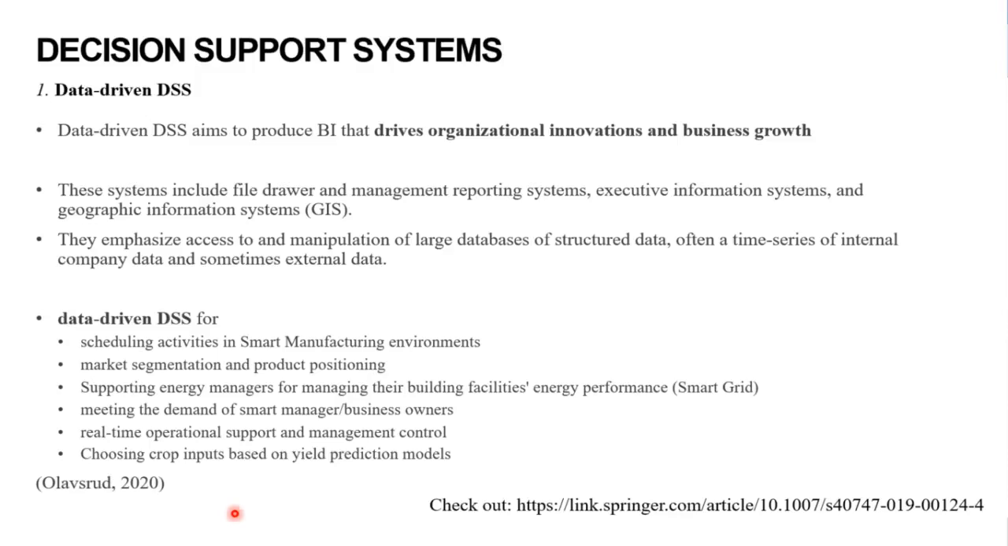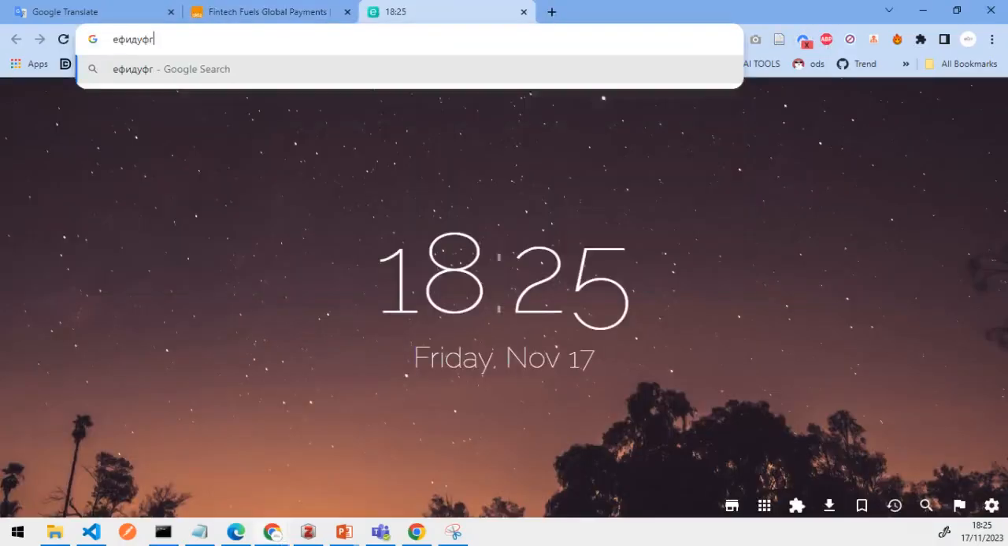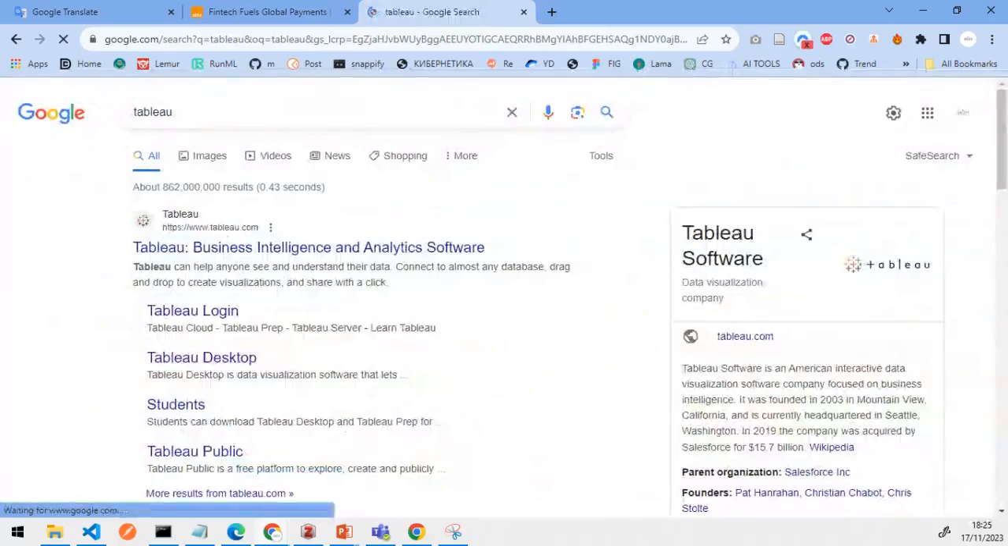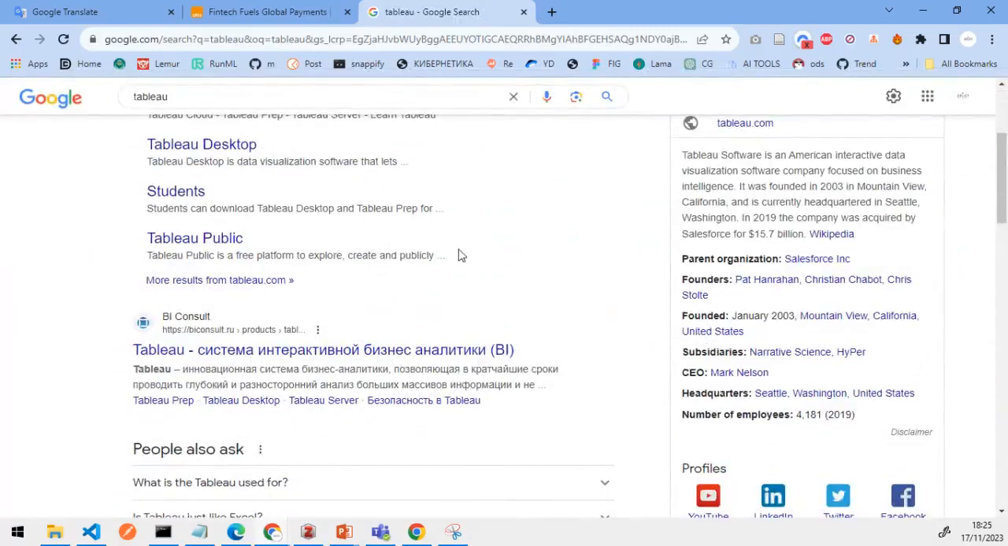We have Power BI, and we have Tableau. I could give examples of Tableau. Yeah, another interesting tool. It's also a business intelligence software. It's like Power BI, a kind of similar interface.